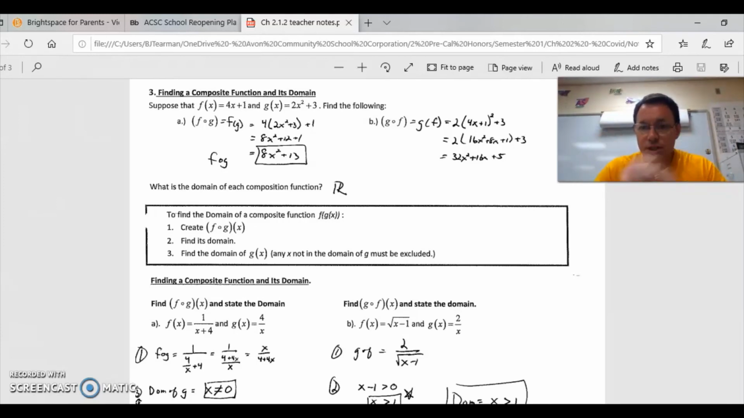And then you're going to look at that function you just made, and you're going to find the domain. If there's a fraction, we're going to make sure the denominator doesn't equal 0. If there's a radical, we're going to check that. Okay, and then there's a third step. You've got to go back and look at the original function that got placed inside the other one. In this case, it'd be function g, your starting function. You've also got to look at the domain of that. If there is a value that's going to make that function break down before you ever get a chance to put it into the other function, you have to exclude that as well.